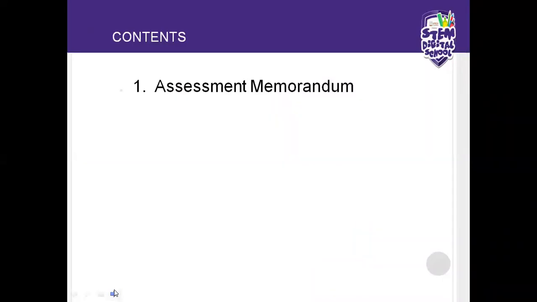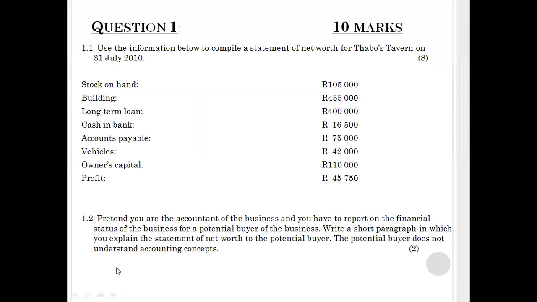Right, so let's start by looking at the assessment and the memorandum of it. We start with question 1. Question 1 was for 10 marks. It was saying use the information below to compile a statement of net worth for Tabo's Tavern on the end of July 2010. Only the 1.1 was counting 8 marks, and the other 2 marks will go towards 1.2. But let's first take 1.1.